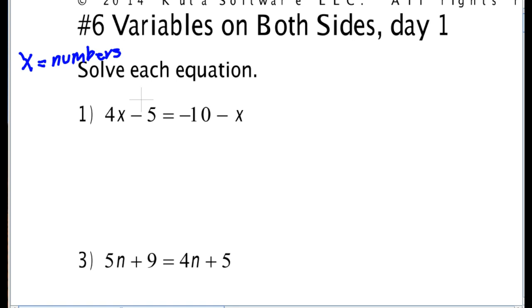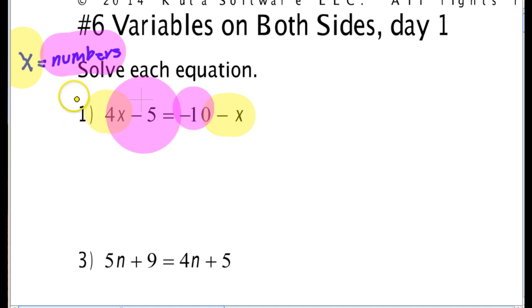So first, you can do this in your mind. Just be thinking, well, the variables, so that means the 4x and the negative x need to be on one side. And the numbers need to be on the other. So first step is to identify what is what.